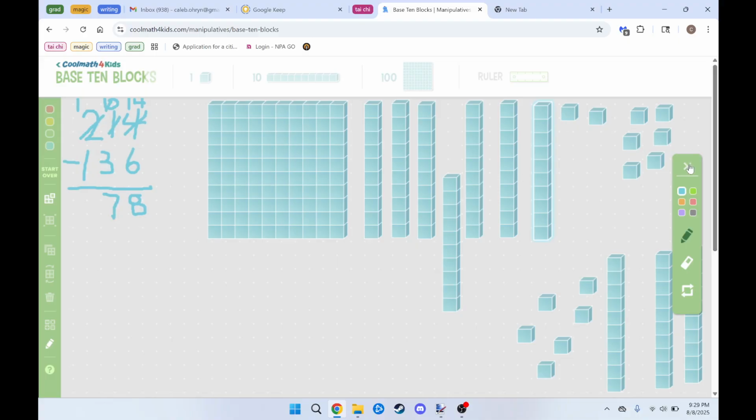The last part of our math problem we have to solve is 1 100 minus 1 100. And that leaves us with 0 100s. So we can put a 0 here, but I won't write it in just for clarity. And so our final answer, because 1 minus 1 is 0, so 1 100 minus 1 100 is 0. Our final answer is 78. I'll give it a big circle so it's nice and clear.